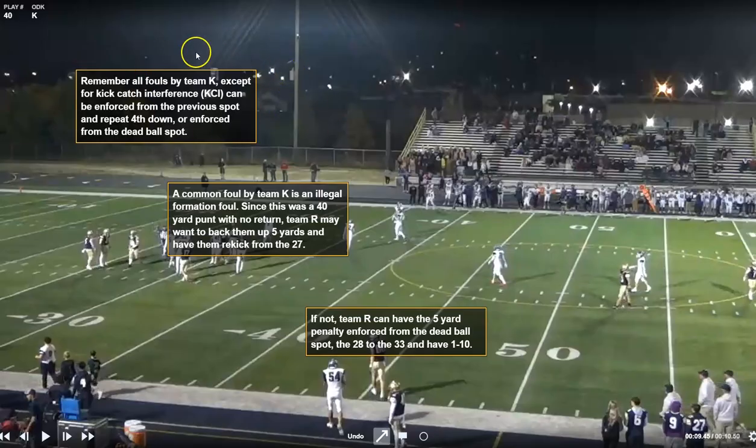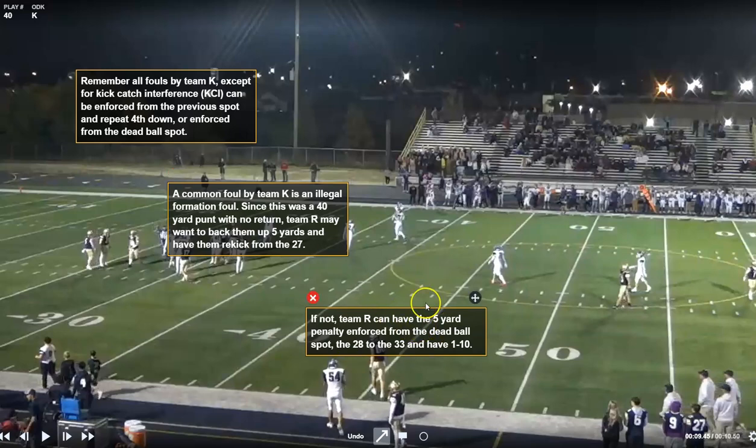And here's the rule. Remember, all fouls by Team K except kick catch interference, KCI, can be enforced from the previous spot and repeat fourth down, or they can be enforced from the dead ball spot with the choice of Team R. So if we had a 40-yard punt, which we did here, with no return, Team R might want to go back and back them up 5 yards and have them kick it now from the 27, thinking we're going to end up with this in better position after he re-kicks this.